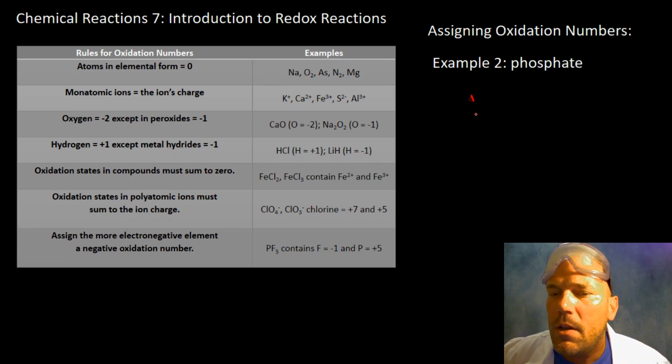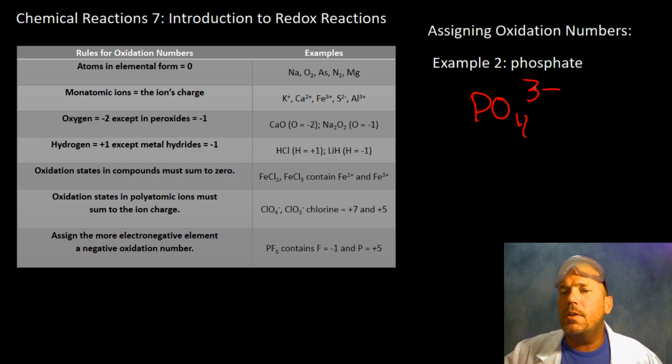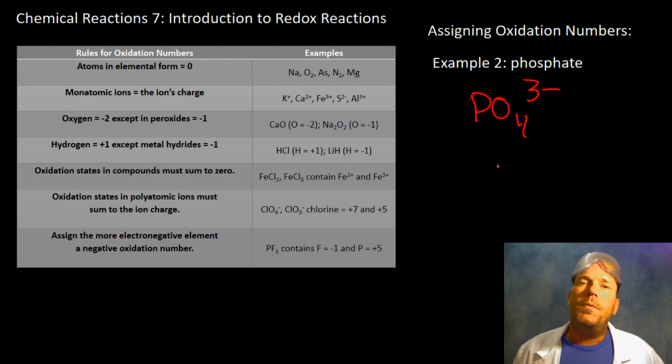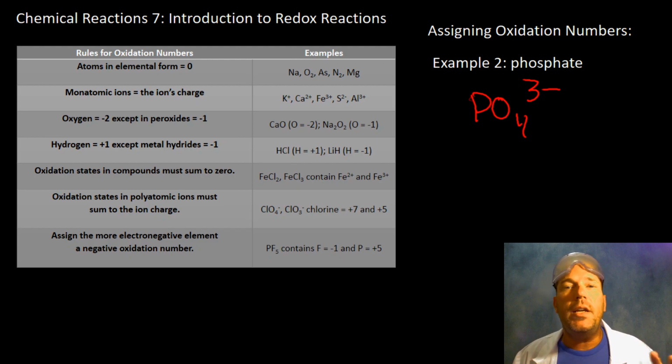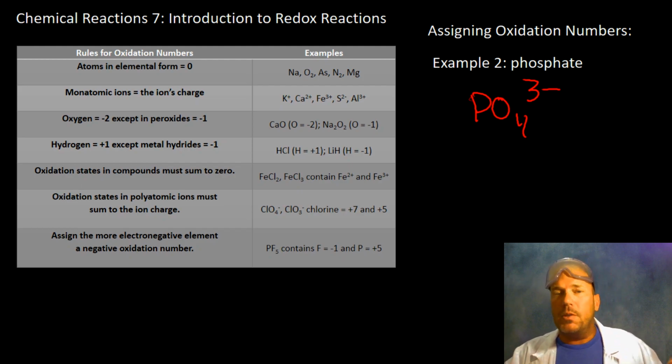Next example, phosphate. This is a polyatomic ion. Notice how I've written it here with the charge after the number. And where do we start here? Well, first off, we acknowledge there is an overall charge. And when it's all said and done, the charges of the oxidation numbers should equal the charge of the polyatomic ion.